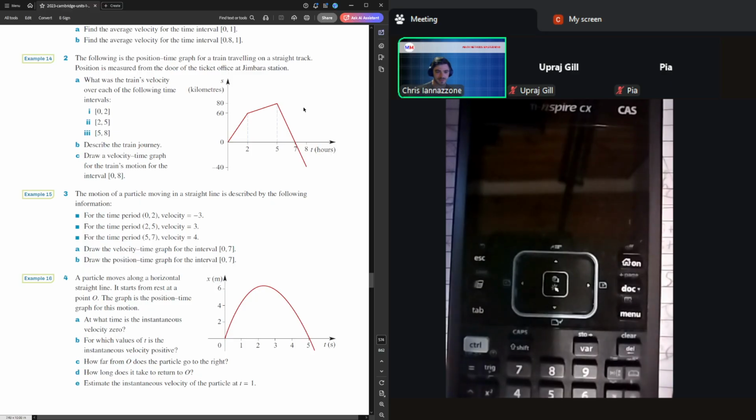Who's going to take a stab at that one? The train then returned to its origin in 2 hours at a speed of 30 kilometers per hour. I don't think we need to put negative because I already specified it's returning to its origin.